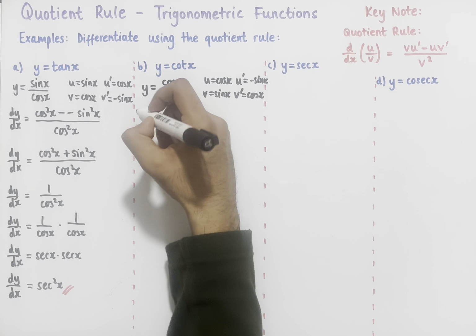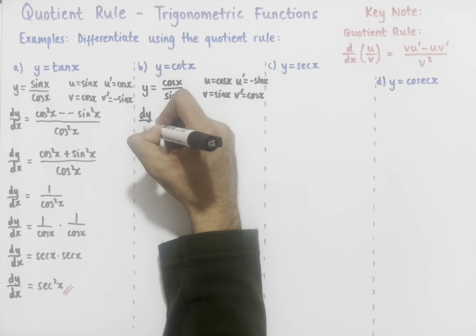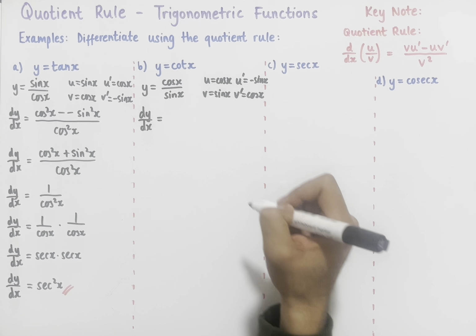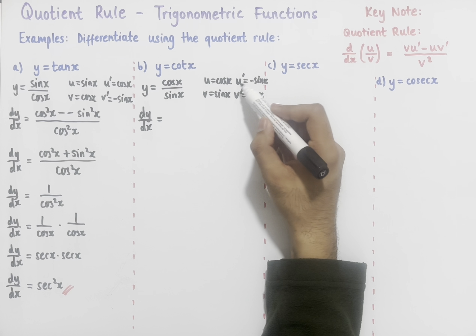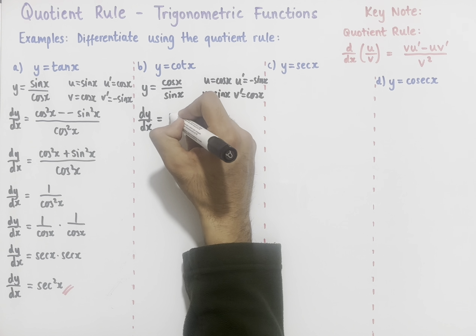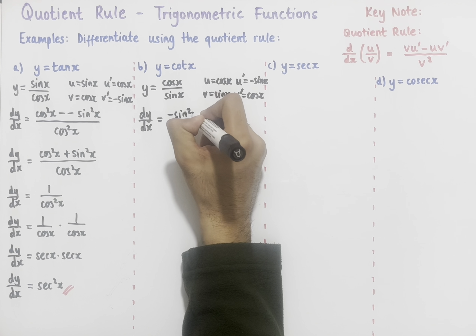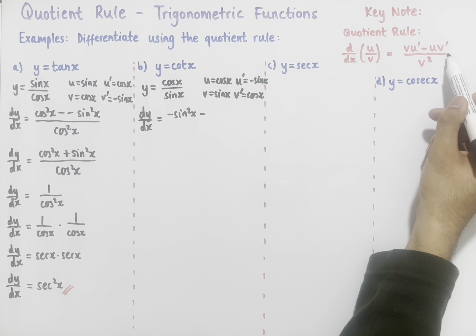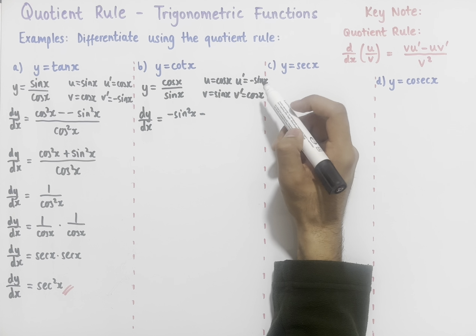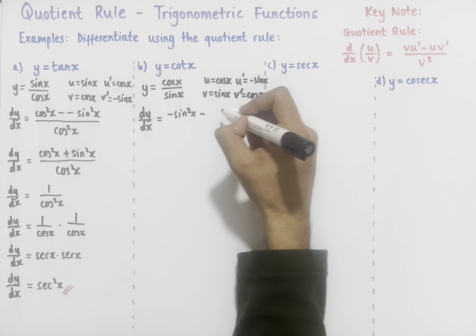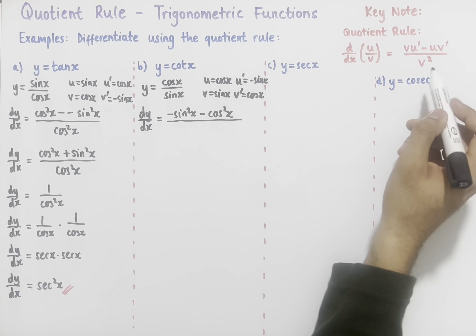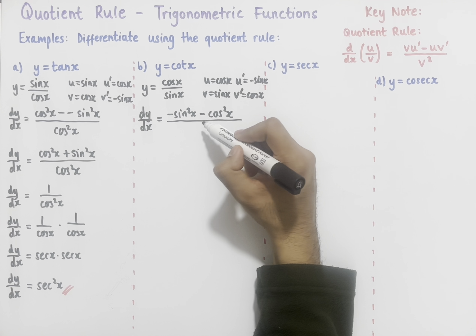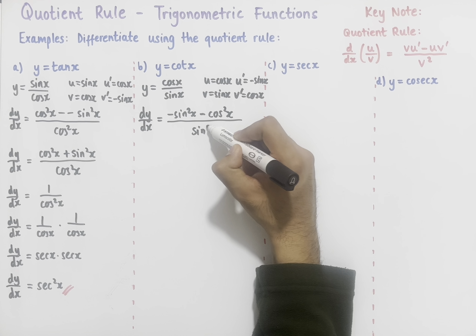We differentiate this, we end up with dy over dx equals, and now using the quotient rule, we have the following. So we have vu dash, in this case sine x times minus sine x, which is minus sine squared x, minus, and then we have uv dash, which in this case is cos x times cos x, which gives us cos squared x, and then we have all over v squared. In this case, v is sine x, so v squared is sine squared x.